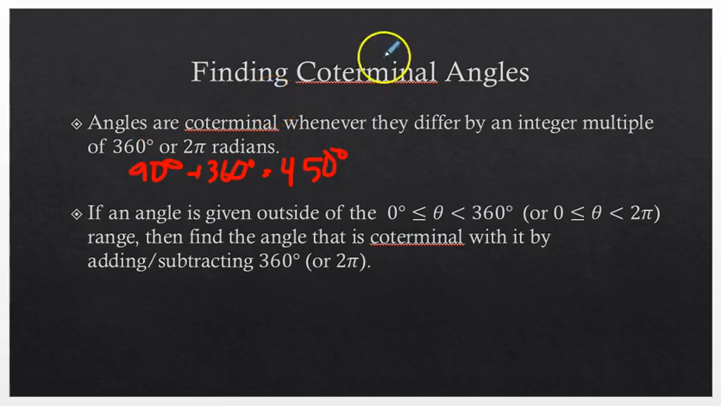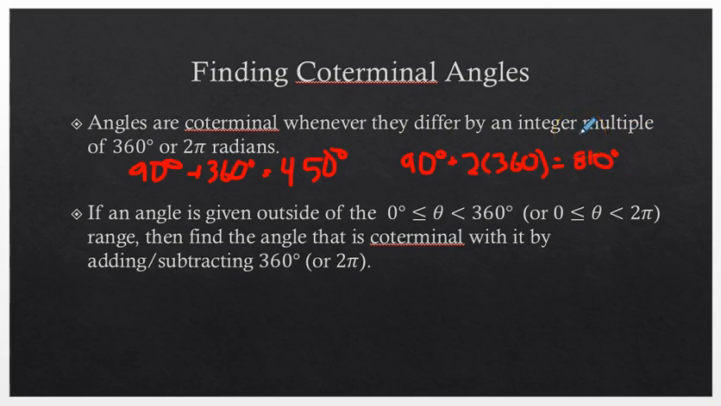Well, I could do it again. What if I added 2 times 360? 2 is another integer. If I multiplied that by 360, that would be 720. So if I did 90 plus 2 times 360, like I said, this is 720, and 720 plus 90 is 810. So this is another coterminal angle.